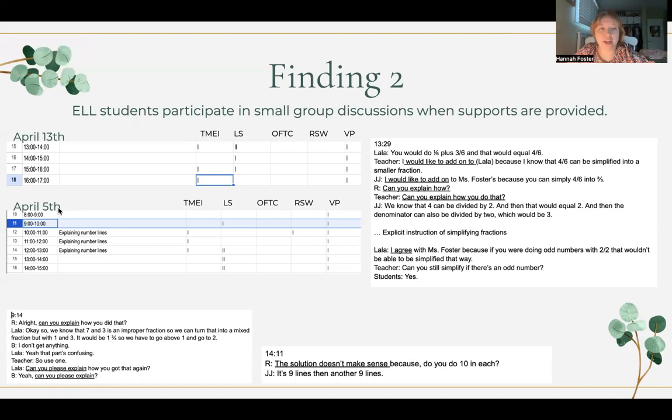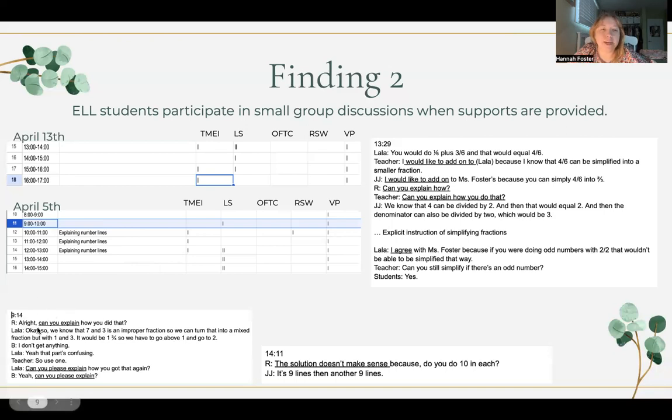And then if you look down here at April 5th, this is from minute 8 to minute 15, there were multiple language supports being used. This teacher modeling and explicit instruction is really for me explaining how number lines are working. That was a part in our problem set for Eureka Squared, where students were having a hard time with those number lines. So that was a lot of me explaining.